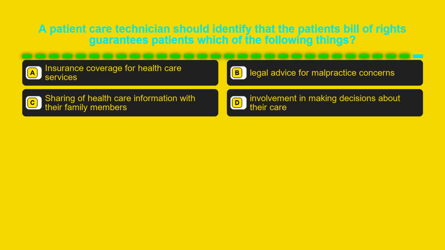Question 69. A patient care technician should identify that the Patient's Bill of Rights guarantees patients which of the following things? Option A, insurance coverage for healthcare services. Option B, legal advice for malpractice concerns. Option C, sharing of healthcare information with their family members. Option D, involvement in making decisions about their care.